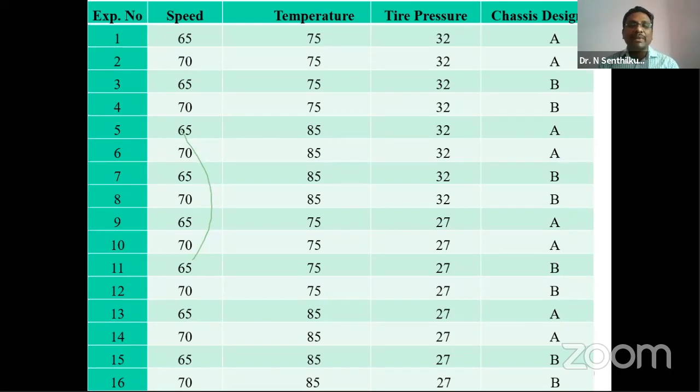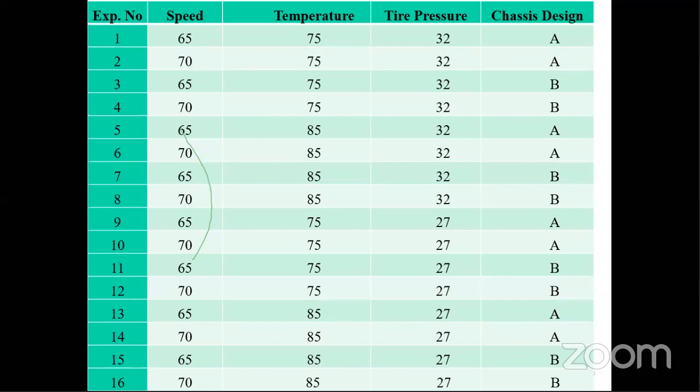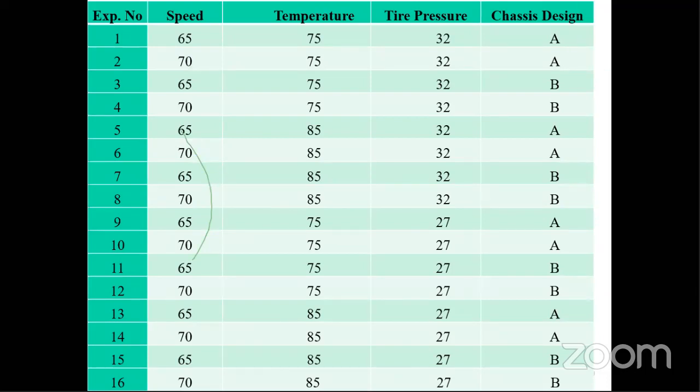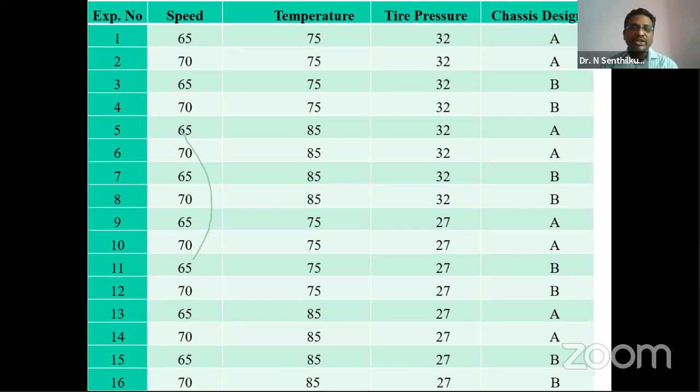So this is a simple example of a single factor experiment. Here in this case, we are going to consider four input parameters: speed, temperature, tire pressure, and chassis design. Experiment number one is nothing but the first experimental trial or experimental run. The words that we can use for this are experimental trial or experimental runs. The first one is speed of 65, temperature 75, tire pressure 32, and chassis A.